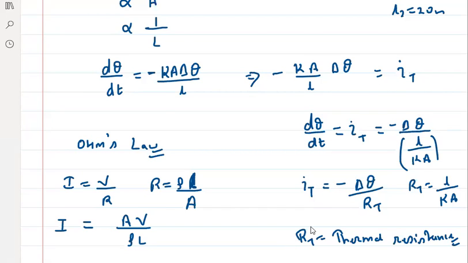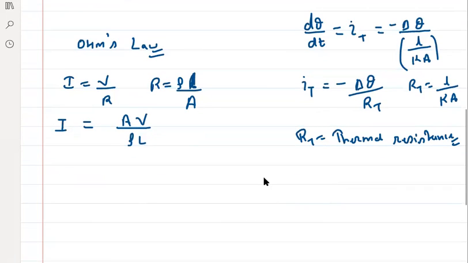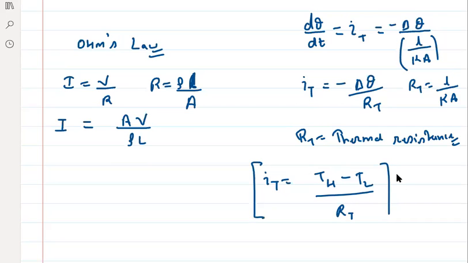Okay, very good. Now, I can say I_T is equal to delta T by R_T. So delta T was T minus T initial, but if you include higher and lower, it will be T higher temperature minus T lower temperature, divided by R_T. Anyone have any issue on this? Make sense? Easy?